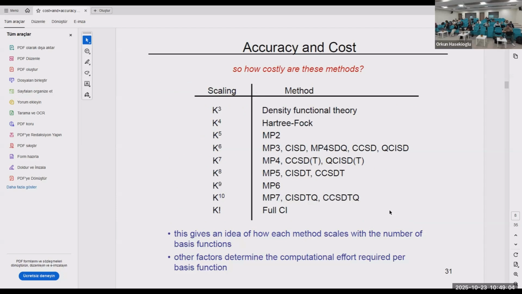So here you have a table which I made that compares the accuracy and cost. So how costly are these methods? You can see that here. This gives an idea of how each method scales with the number of basis functions, and other factors determine the computational effort required per basis function. So when you have a full CI, you have a K factorial actually. It's a lot. So you can treat only a few atoms with full CI.